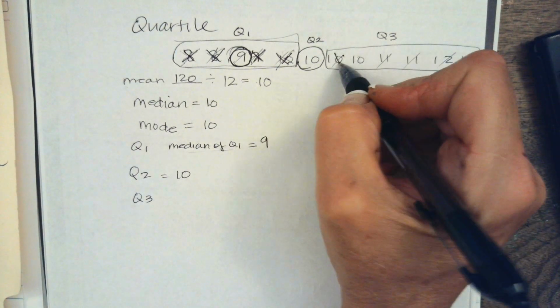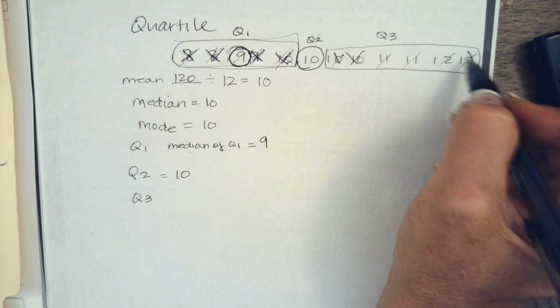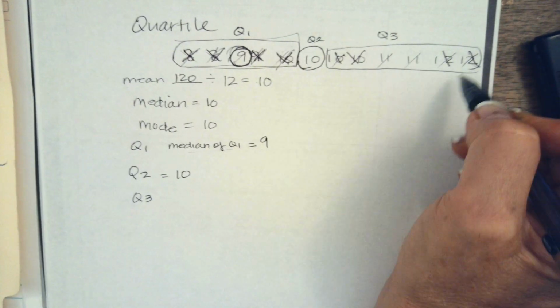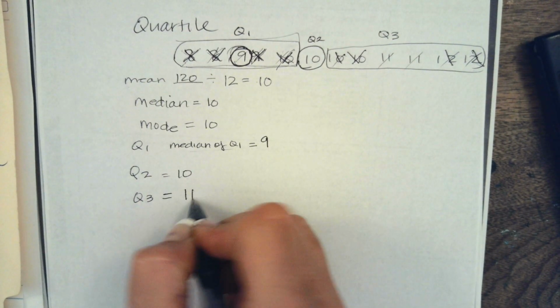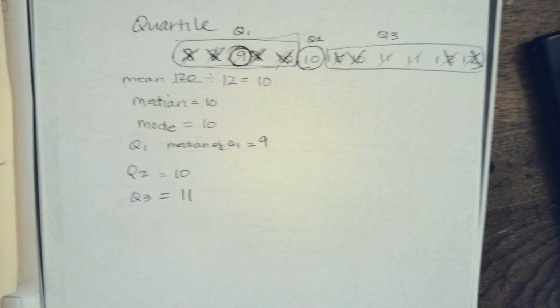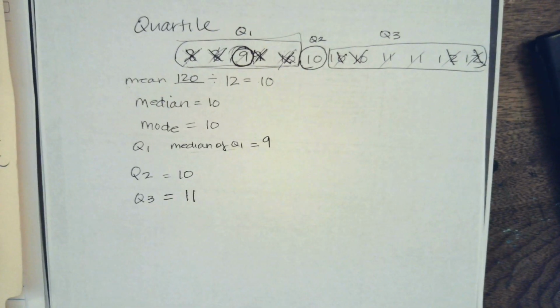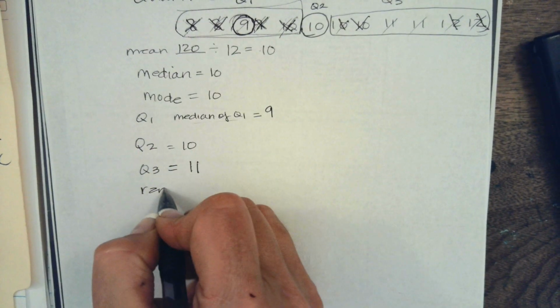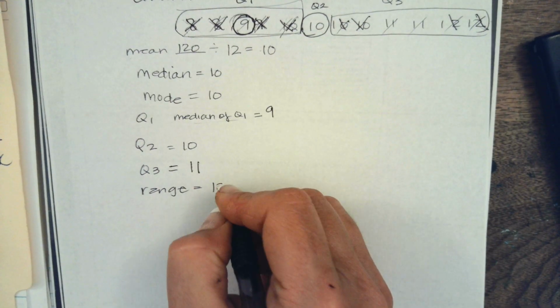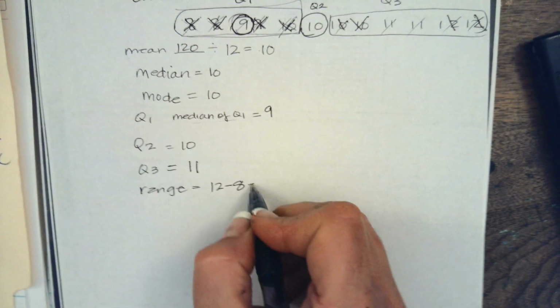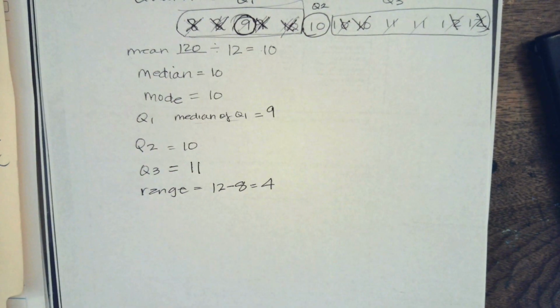Then you do the same thing to Q3. This one we have 2 standing, but they're both the same number. So your Q3 is 11. Another thing they might ask you is range. Range is the greatest number minus the smallest number. So our range is 4.